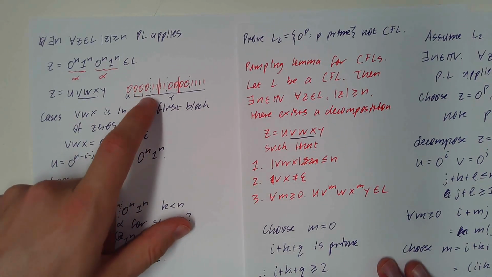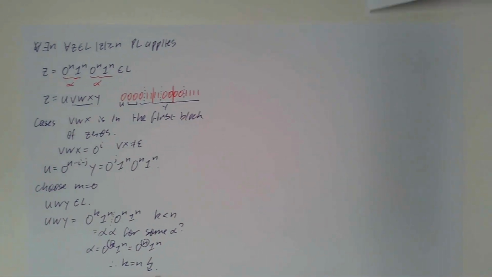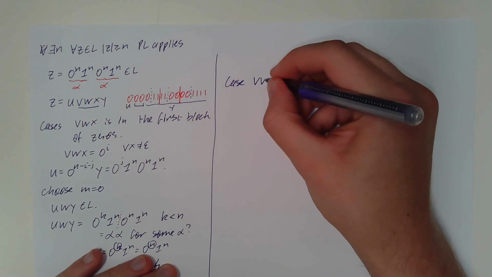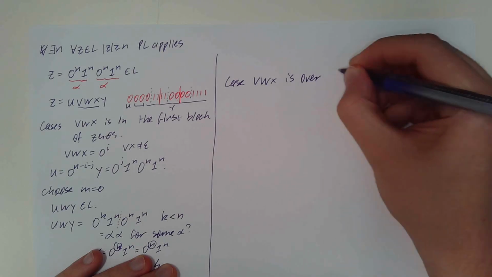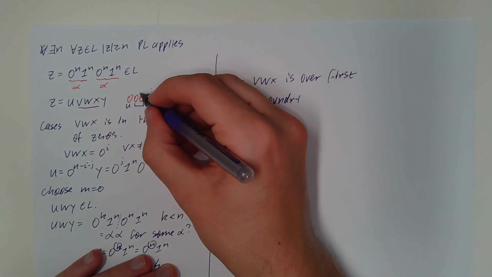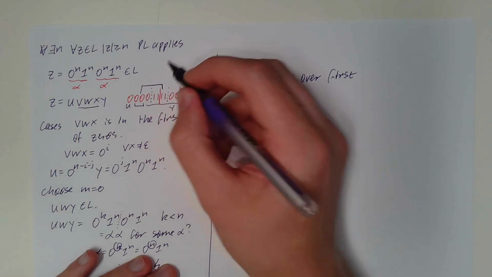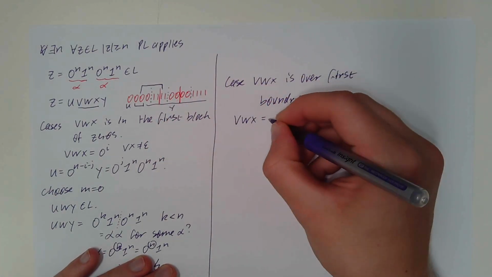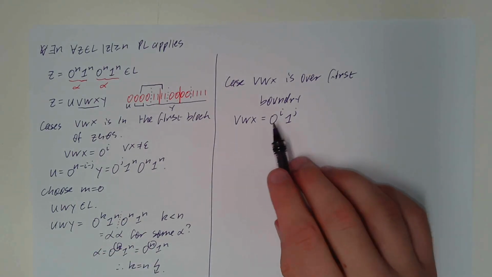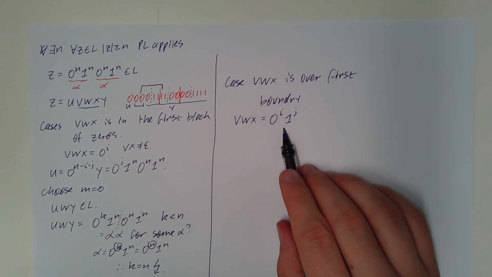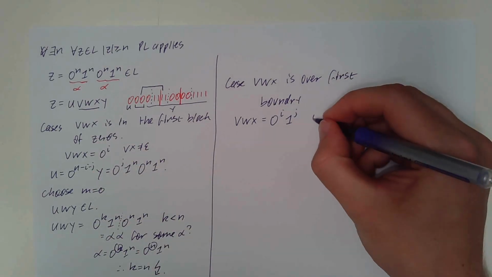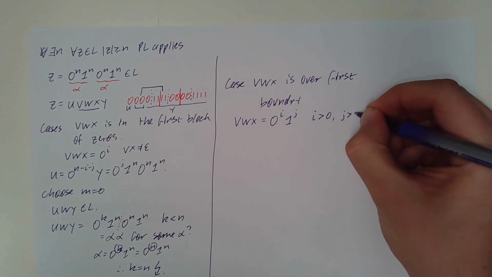So if it's not inside a block, that means it's got to be lying over a boundary. So let's have a look at that case. Case: VWX is over the first boundary, which basically means it's lying somewhere here. So that means VWX is going to be some number of zeros and some number of ones. And neither of these can be empty, because otherwise we're back in the earlier case. If there were no zeros and it were entirely ones, that's basically the same argument. So we're going to assume i is bigger than 0 and j is bigger than 0.